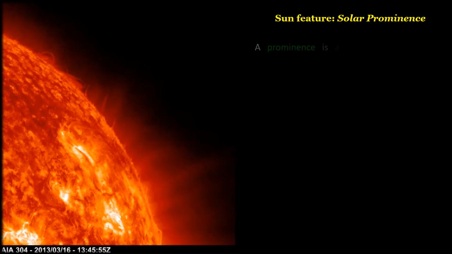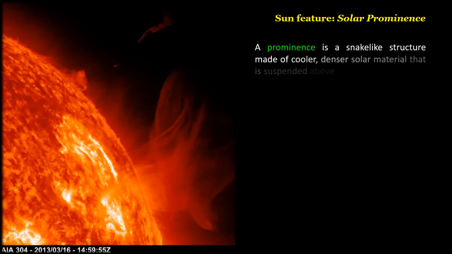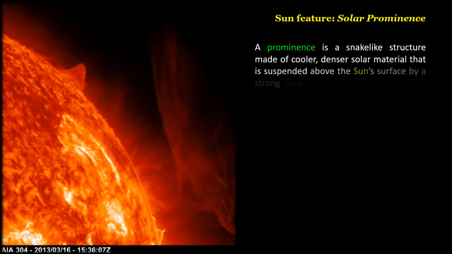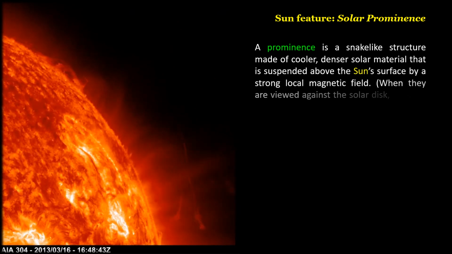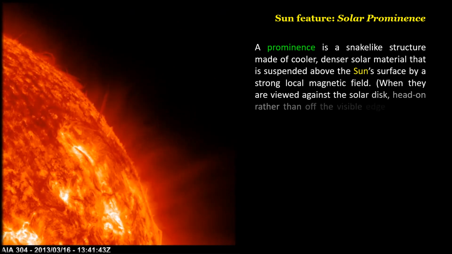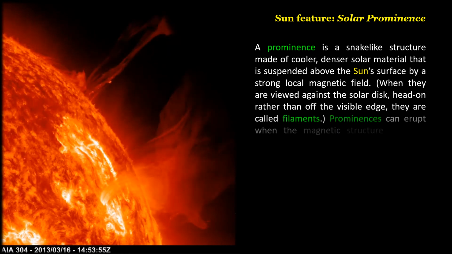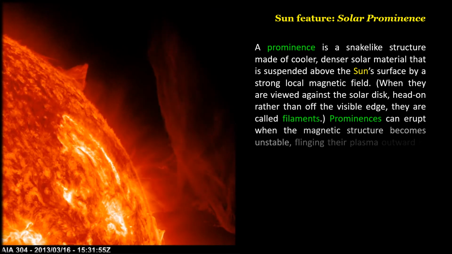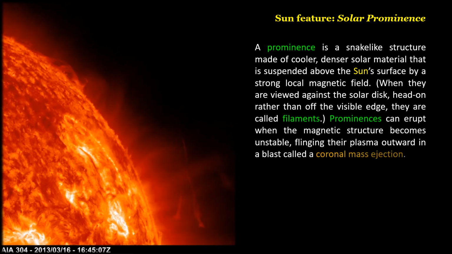A prominence is a snake-like structure made of cooler, denser solar material that is suspended above the sun's surface by a strong local magnetic field. When they are viewed against the solar disk, head-on rather than off the visible edge, they are called filaments. Prominences can erupt and the magnetic structure becomes unstable, flinging their plasma outward in a blast called a coronal mass ejection.